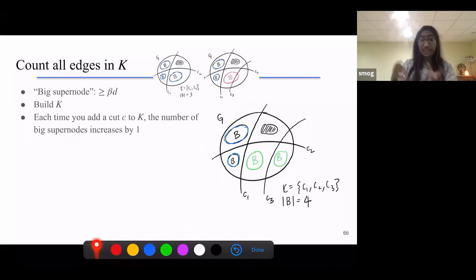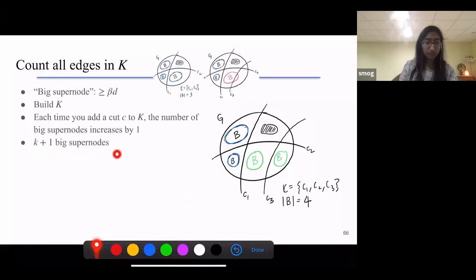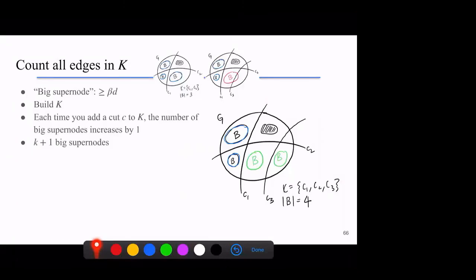So after adding k cuts, then you must also have k more big supernodes. So in the end, you have k plus 1 big supernodes. And so now all we need to say, sorry? Isn't it the case that the number of supernodes can stay the same? Suppose you cut through 2 big supernodes, right? And for one node, you get 2 more big supernodes, but for another node, it gets split into 2 smaller supernodes. Then the number of total supernodes will stay the same.